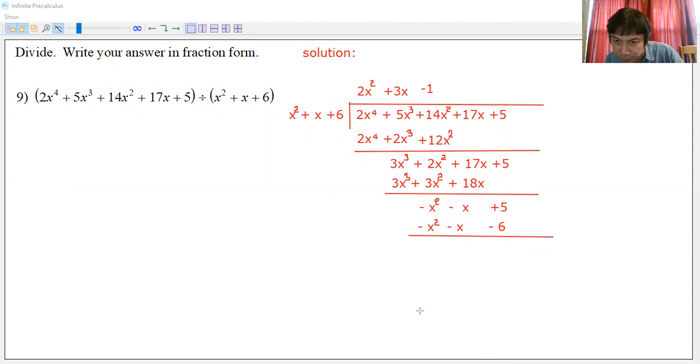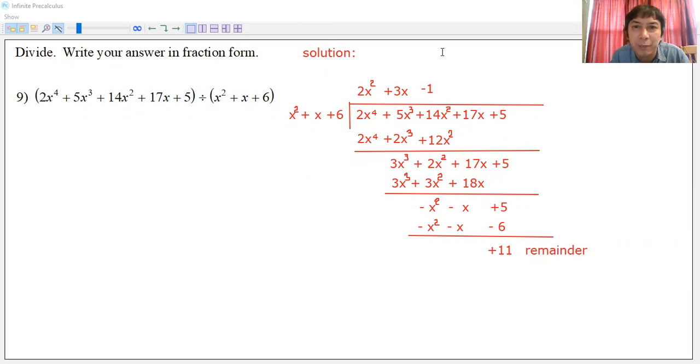And we will have here the first two terms are zeros. We will now have here a positive 11 remainder. 5 minus negative 6 is a plus 11. So this will be a plus 11. Plus 11 remainder. There. Okay.